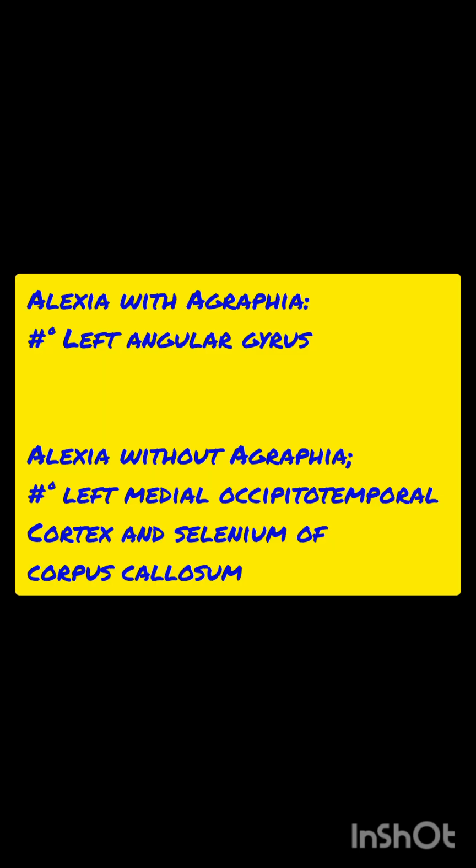So the final summary is that ALEXIA with AGRAPHIA is in a left angular gyrus lesion, because it is the common site for both reading and writing. When the angular gyrus is involved, especially left angular gyrus, patient will have both inability to write as well as read. Whereas if there is lesion in the other areas which I mentioned, there will be ALEXIA without AGRAPHIA.